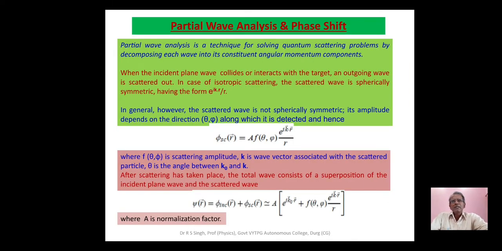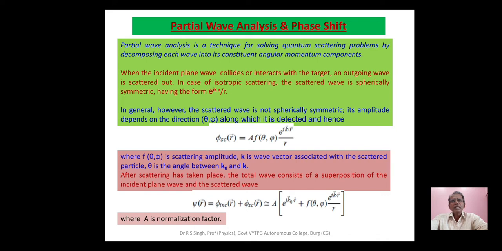In quantum scattering, the incident plane wave interacts with the scattering center, which generates the scattered wave. The scattered wave is, in general, not spherically symmetric. That is, its amplitude depends on the direction (θ, φ).